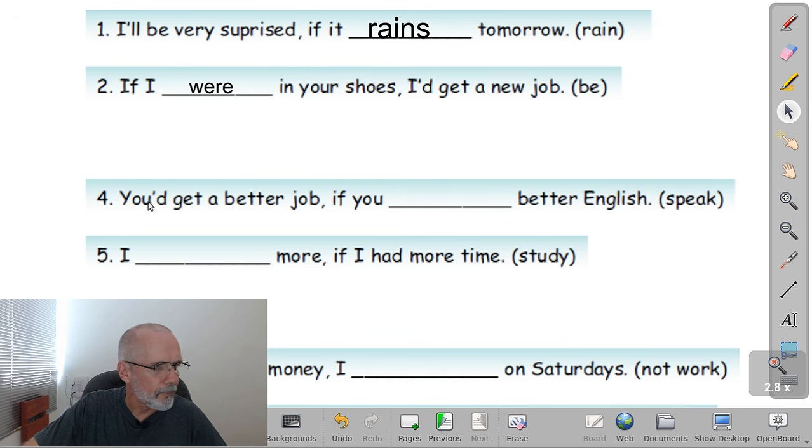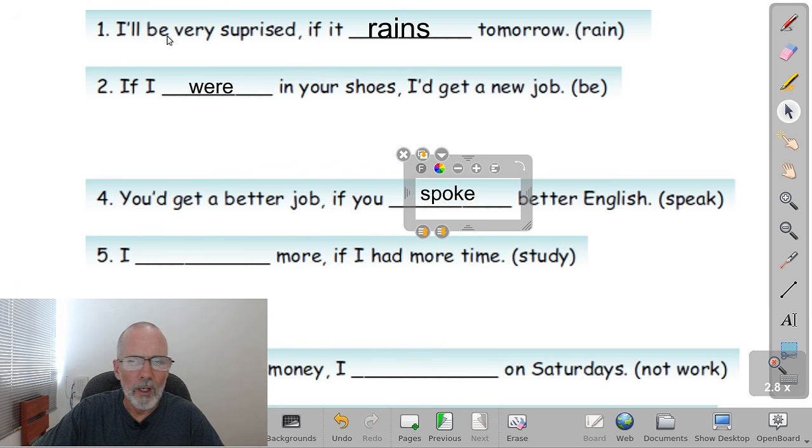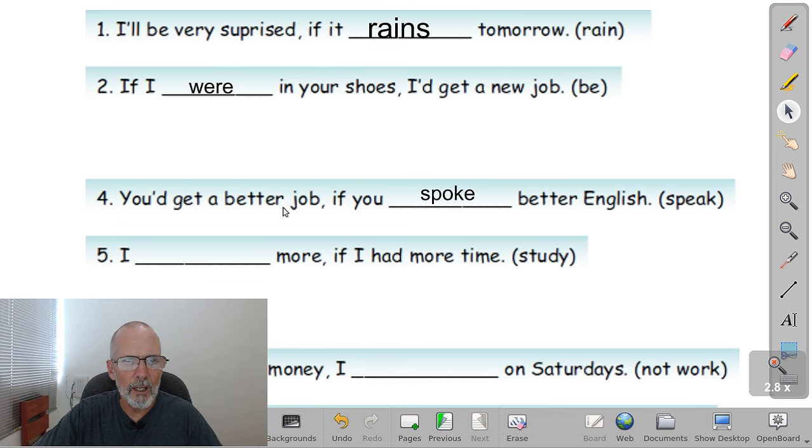Number 4, you'd get a better job if you spoke. Viviana spoke, Lewis spoke, Melissa spoke. Yeah, it's really nice to see that some people actually understood today. A lot of people getting correct answers. That's very good. You'd get a better job if you spoke better English. Yeah, it's an imaginary situation.